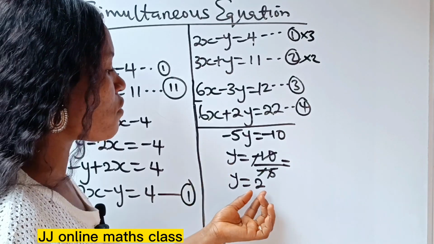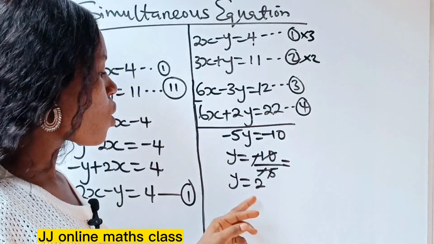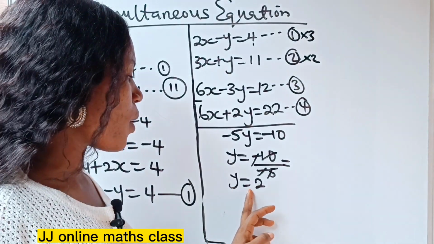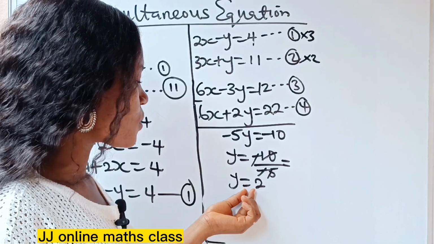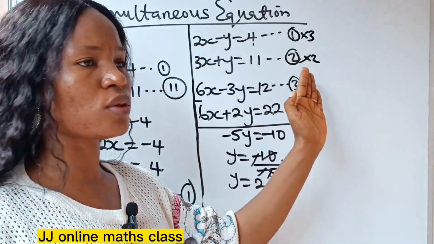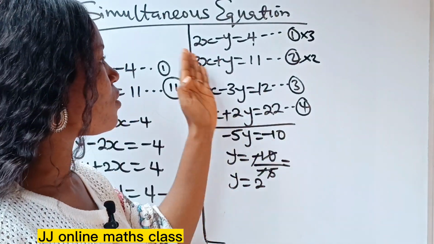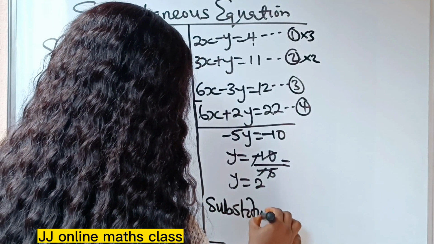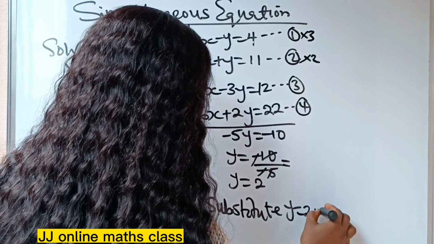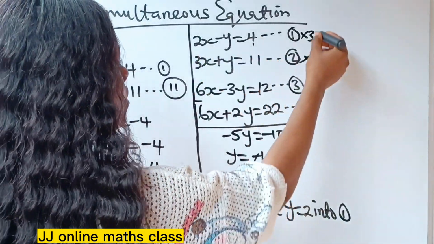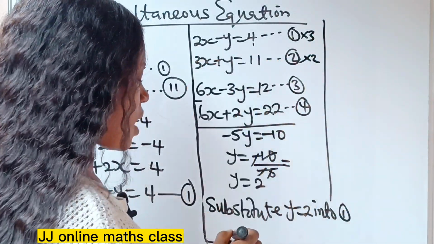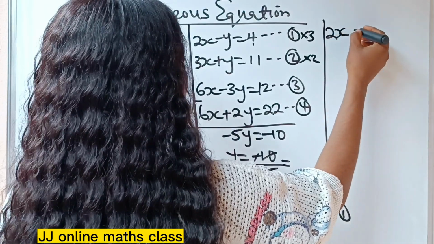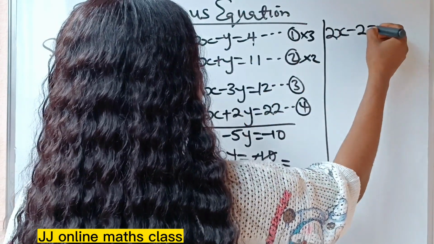Once you are able to get the value of one variable, just substitute what you got into any of these equations. We have found y equal to 2, so you substitute y equal to 2 into any of these equations. I always like substituting my value into the first equation. So let's substitute y equal to 2 into equation 1, which is this. Anywhere we see y here, we replace it with 2. So we write 2x minus 2, that is our y, is equal to 4.